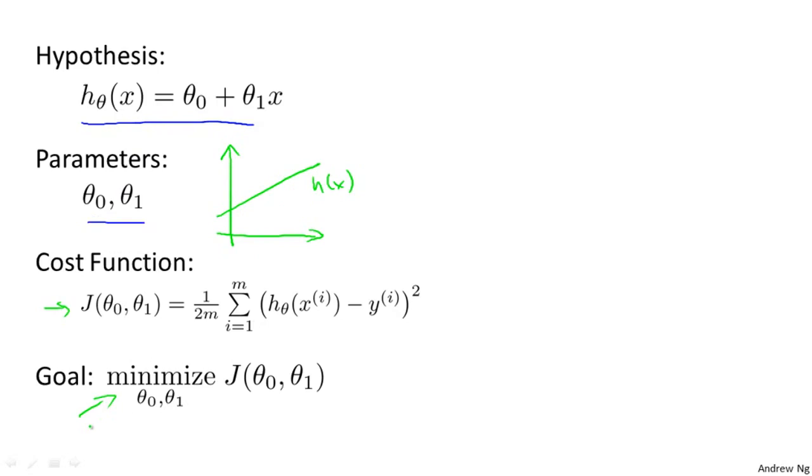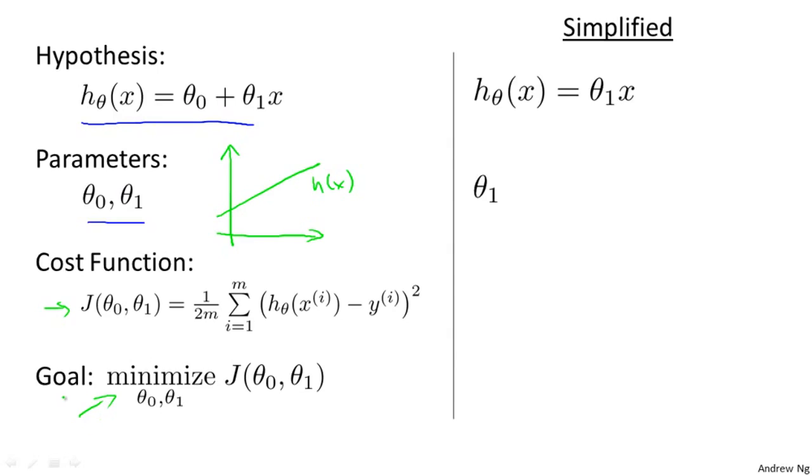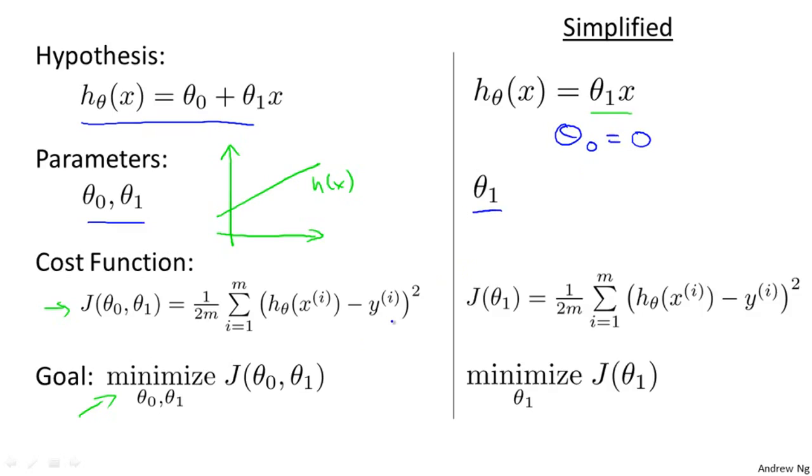For this video, in order to better visualize the cost function J, I'm going to work with a simplified hypothesis function, like that shown on the right. So I'm going to use a simplified hypothesis, which is just theta 1 times x. You can, if you want, think of this as setting the parameter theta 0 equal to 0. So I have only one parameter, theta 1, and my cost function is similar to before, except that now h of x is equal to just theta 1 times x. And so my optimization objective is to minimize J of theta 1.